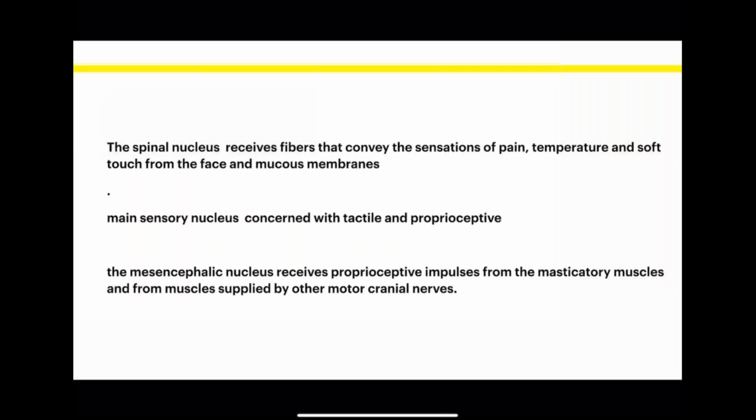So any question about the motor and sensory nuclei? Okay, I'll move on. So we talked about the nuclei in the brain stem.